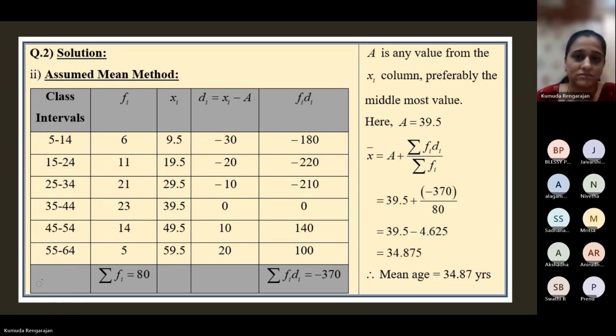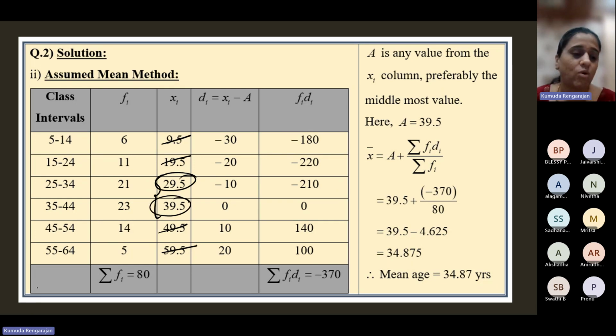But which is preferred? Anything you can take from the xi column. You can pick any one value and keep that as the assumed mean. But there's always a preference, no? So the preference is to choose the middlemost value. Like see here, slash the first and the last one, the second and the one before that. If you slash these two, then there's nothing in the middle, right? So any one of these two values is the assumed mean. You can take this as the assumed mean or this as the assumed mean.